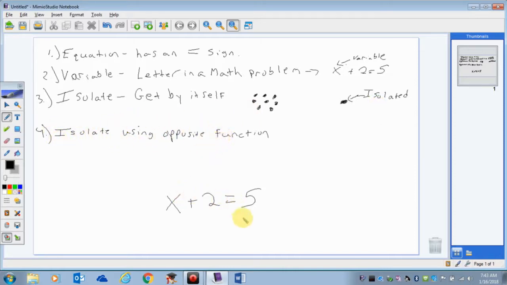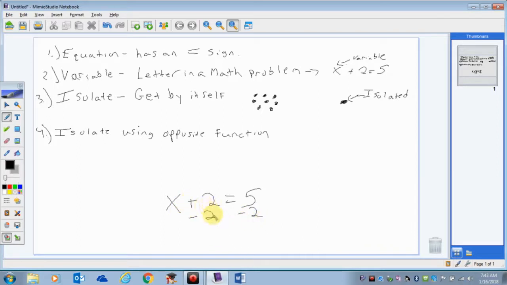To isolate, we use the opposite function. The function happening in this problem is addition, so the opposite of addition would be subtraction. To get x by itself, we have to do the opposite of what's happening to it. Right now it's being added to, so we need to do the opposite. Whatever is being added to it, we have to subtract from it, and we have to do that to both sides of the equal sign. Here it's x plus 2, so we have to do minus 2. And whatever we do on the variable side, we have to do on the non-variable side. So we do minus 2 here.